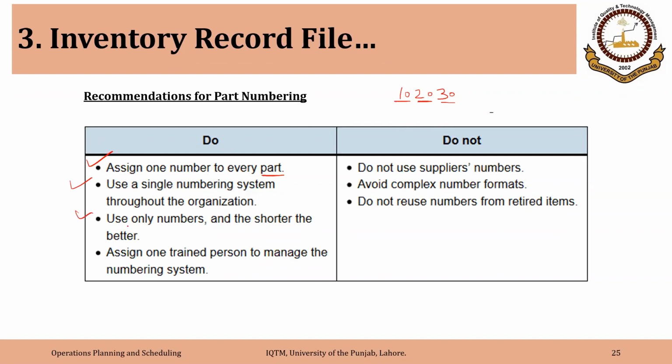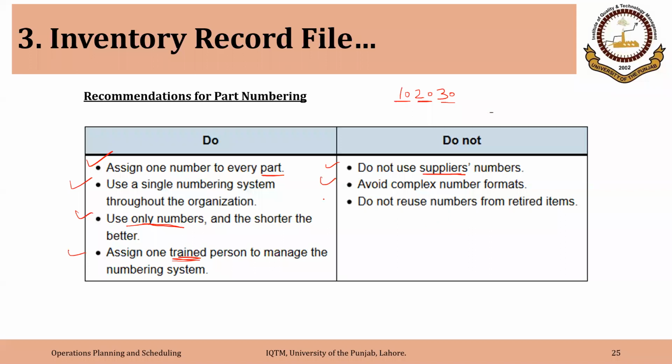It is recommended to use numbers only, and the shorter the number, the better. It is important to train the person in the coding because it is a science and it requires a lot of thinking and effort. Do not use suppliers' numbers. The organization should have its own unique numbering system.